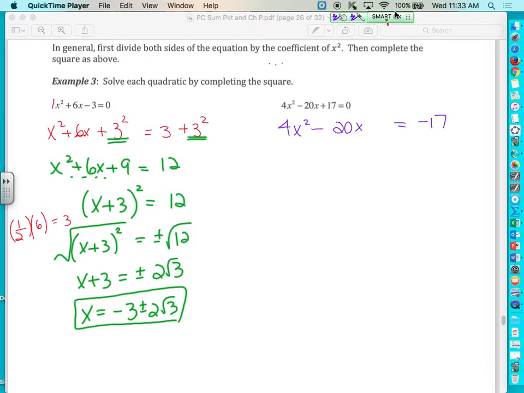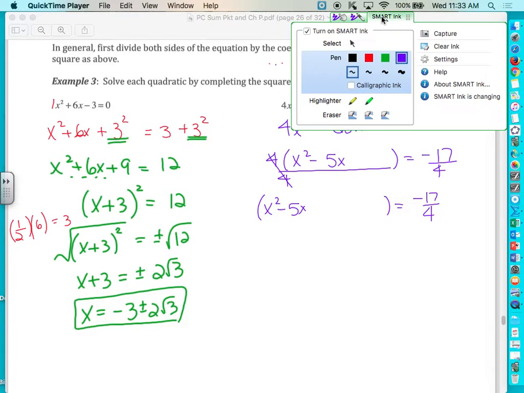Now the part that's different is I have to get rid of that 4. So I'm going to factor a 4 out of this x squared and this 20x. And I can get rid of that 4. I can divide both sides by 4. Cancel over here. So I have x squared minus 5x. And don't worry about this negative 17 fourths. And if you don't like fractions, it's okay. It's going to end up simplifying pretty nicely for us.